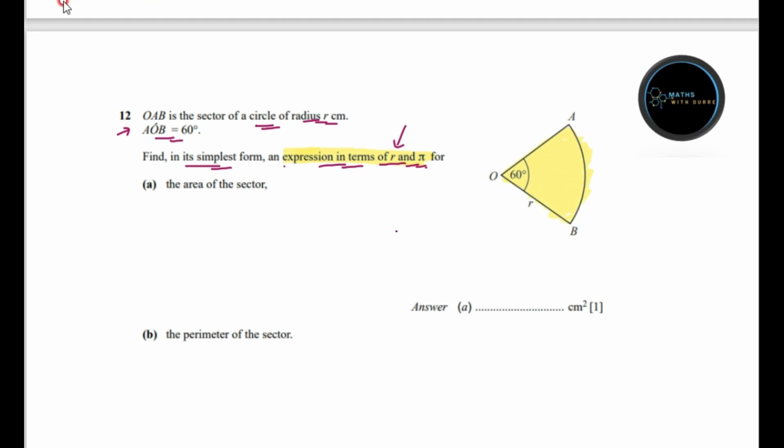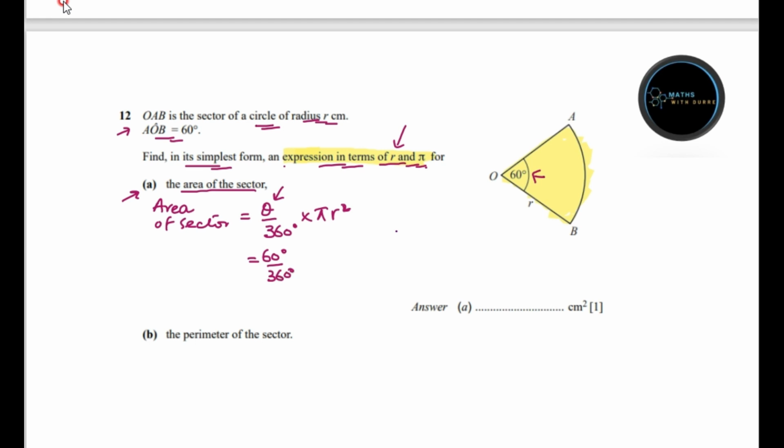Let's take a start. Part A says we have to calculate the area of the sector. So what is the area of a sector? Remember the pizza slice? We can calculate the area of the sector as theta over 360 times pi r squared. So what is theta here? Theta is 60 here, so we will substitute the value 60.